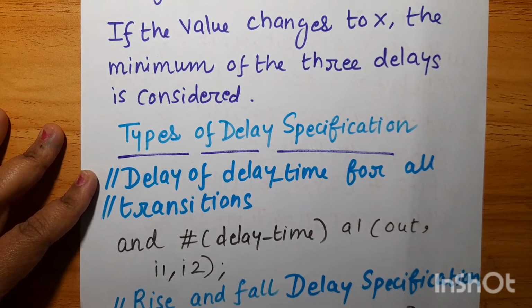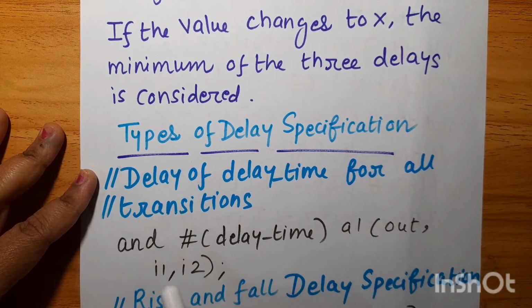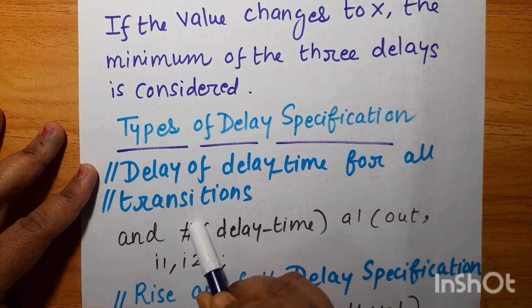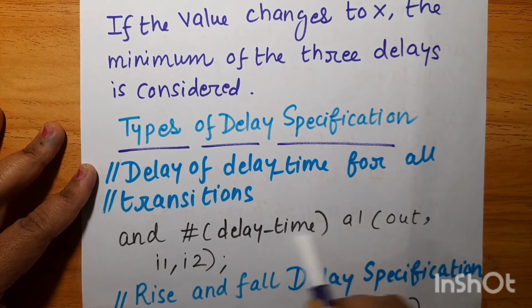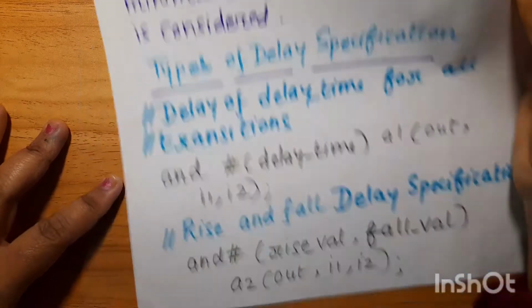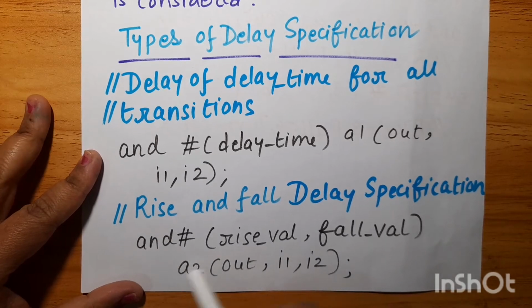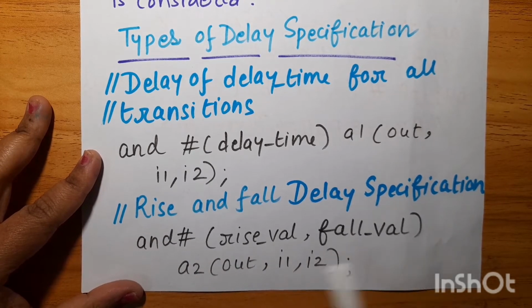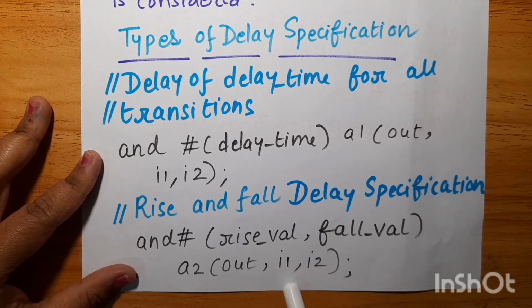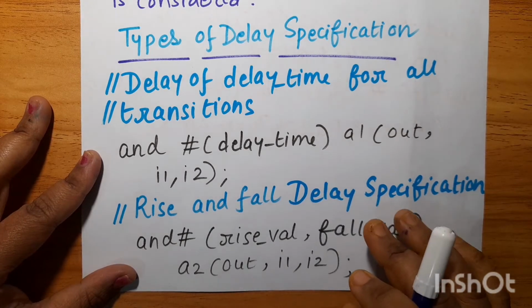Types of delay specification. First, delay time for all transitions. Just see, here is the AND gate and I have mentioned hash bracket delay time, A1, out, comma, R1, comma, R2, semicolon. This is the AND delay. Then the rise and fall delay specification: hash, rise val, comma, fall val, that is A2, out, I1, comma, I2, semicolon. This is the rise and fall specification, which is a type of delay. This is the rise delay, fall delay.